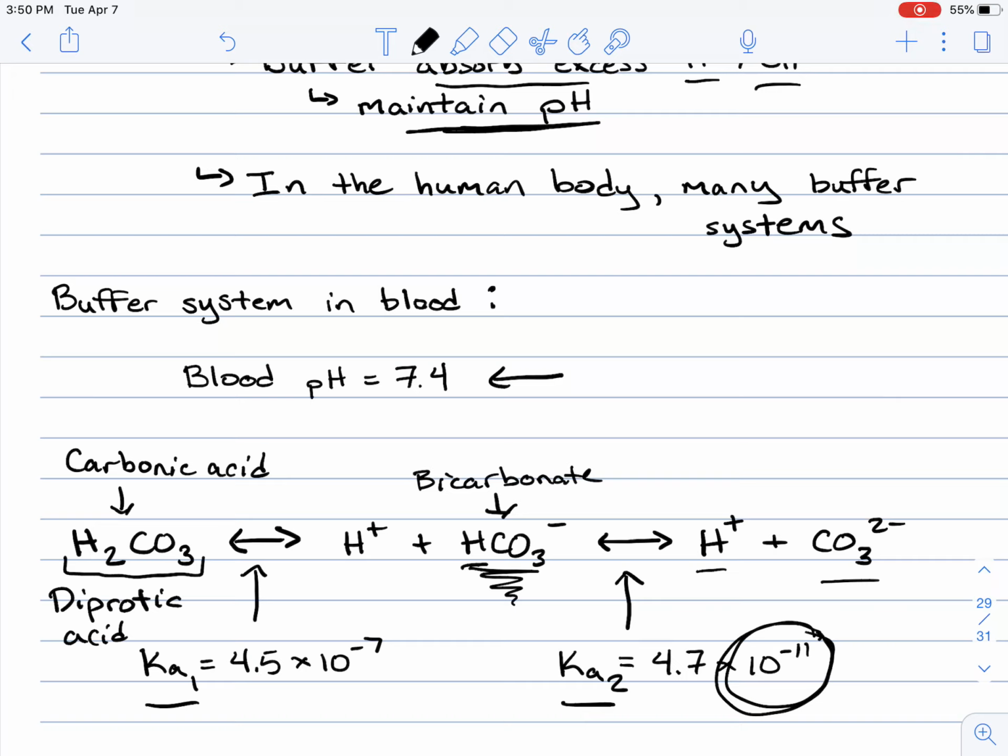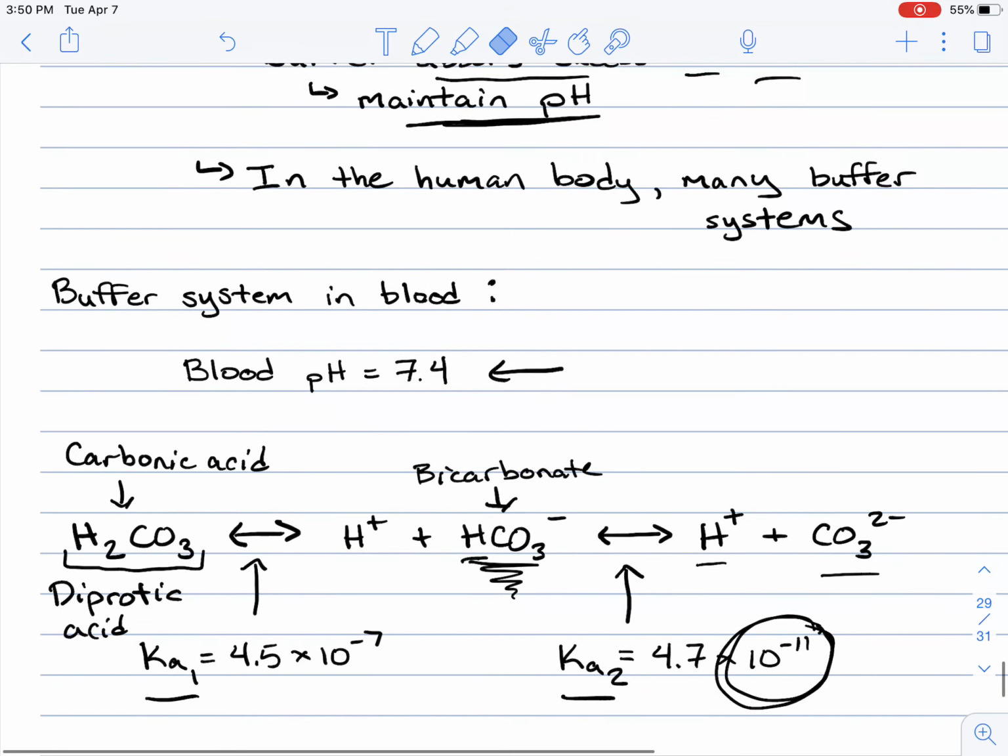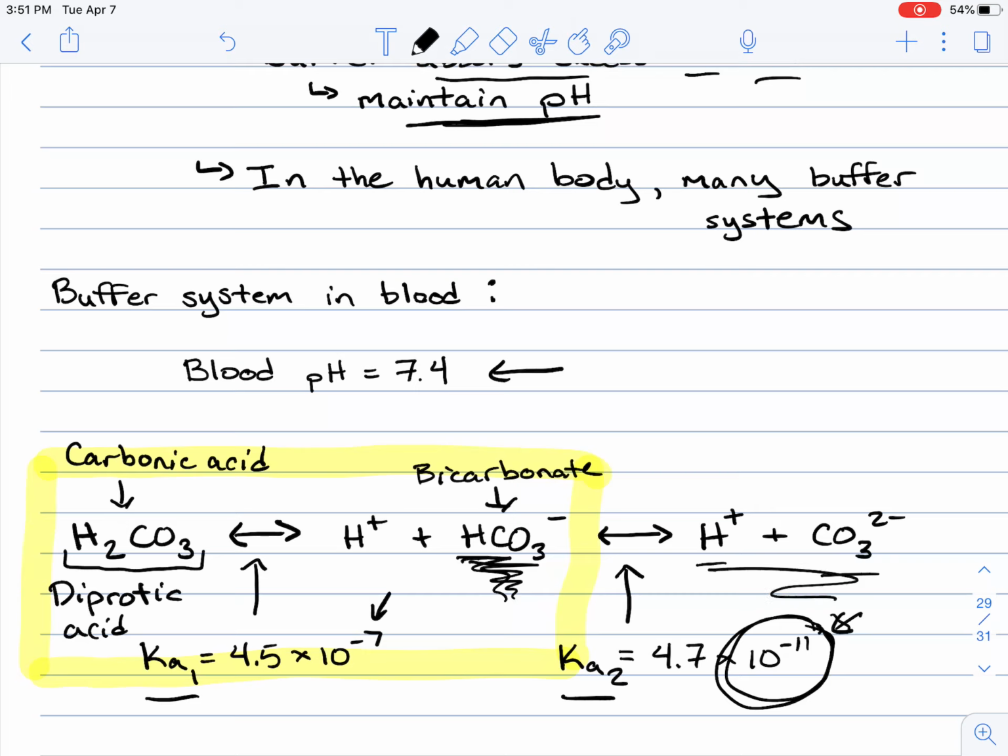This times 10 to the negative 11 lets us know that the reactant in the forward direction is going to be more present in the solution. In other words, the bicarbonate is going to stay as is. Most of the bicarbonate in that solution will not ionize. The main point of that is to highlight the main buffer system that's occurring in our blood. Yes, there is a second ionization of that bicarbonate, but since it is times 10 to the negative 11 compared to times 10 to the negative 7, we would say that this ionization is not significant. It happens, but it's not significant.